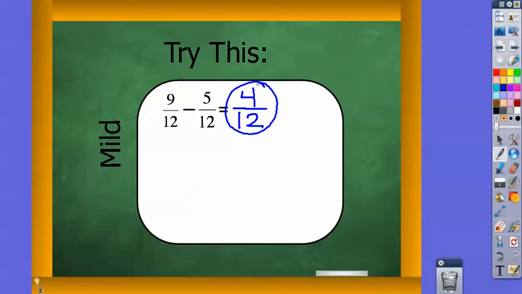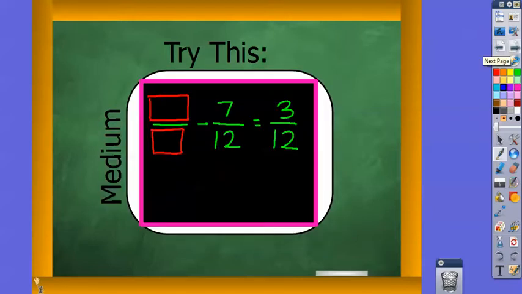Remember that because we're subtracting, the numerator in the first fraction needs to be larger than the numerator in the second fraction. Because if this numerator is smaller, then we would have a negative number, and we don't want a negative number in our fraction. So make sure that this numerator is larger. This numerator is larger than this numerator.